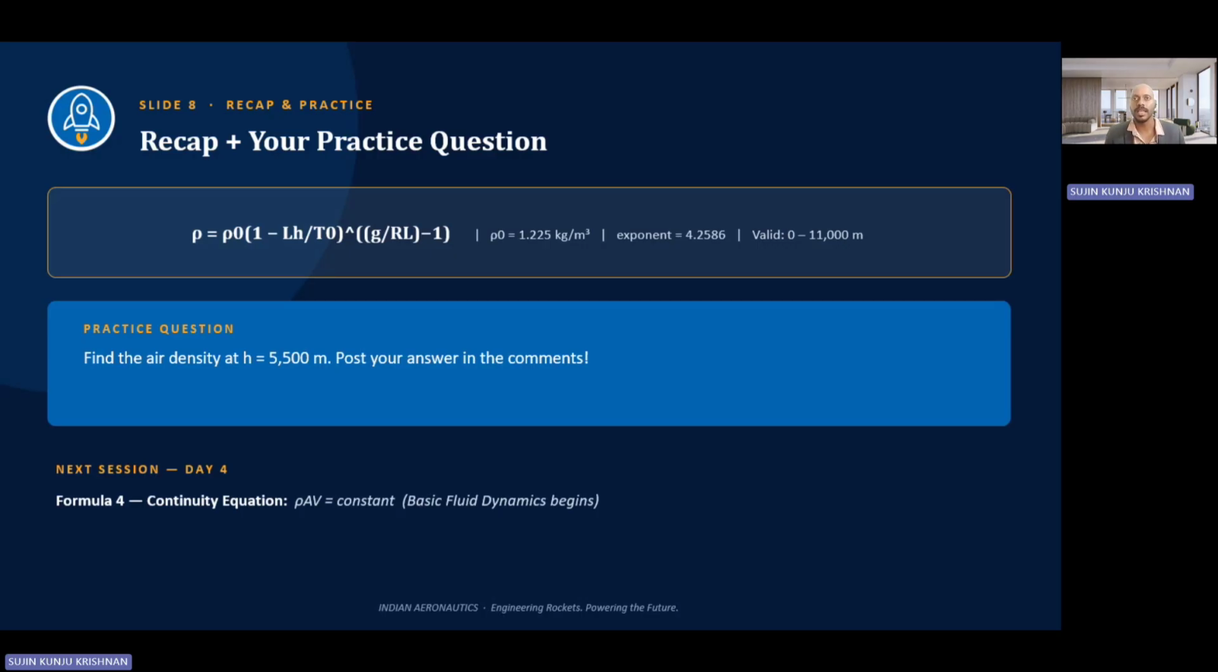That completes the standard atmosphere trilogy: temperature, pressure, and density, days one through three. Tomorrow, day four, we start a brand new category, basic fluid dynamics, beginning with the continuity equation, the rule that explains why air speeds up when it flows through a narrower space. See you then.